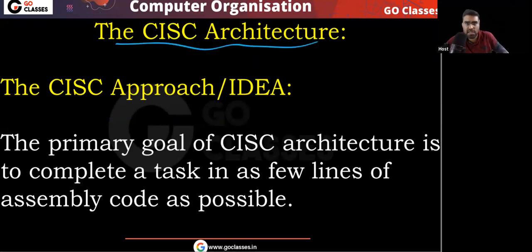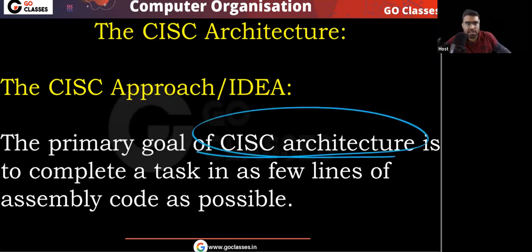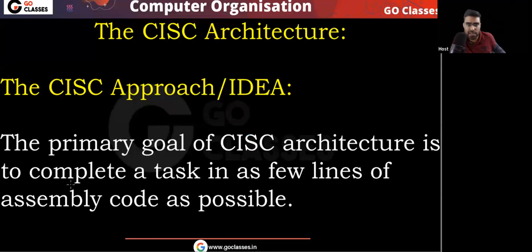So let's see the CISC architecture. The CISC approach, the primary goal of CISC architecture, is to complete a task in as few lines of assembly code as possible. Read this line. We want to complete a task, meaning we want to write a program in as few lines of assembly code as possible. You are the assembly language programmer. You want to write a program, and you want to make sure that your program has few lines.